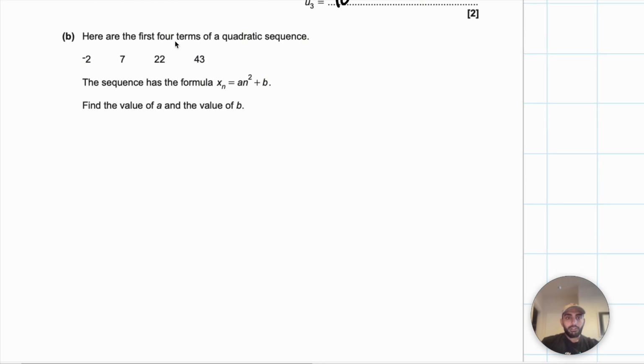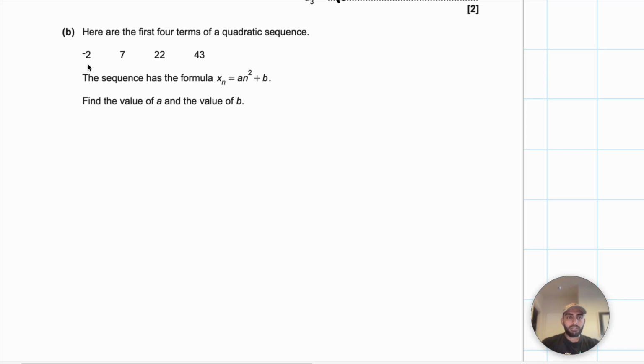Part B. Here are the first 4 terms of a quadratic sequence. Sequence has the formula of this, an squared plus b. Find the value of a and find the value of b. We're just finding the quadratic nth term for this question. So let's just rewrite this out. Minus 2, 7, 22 and 43.